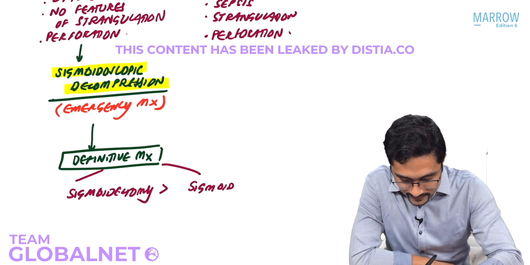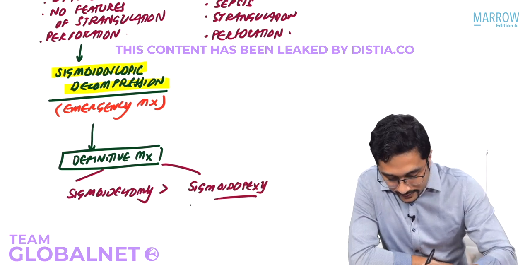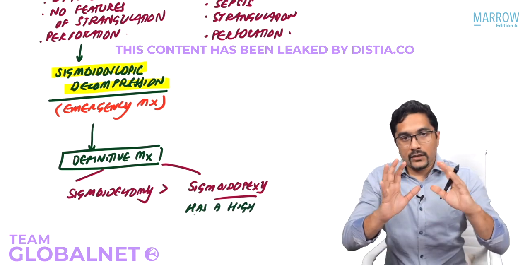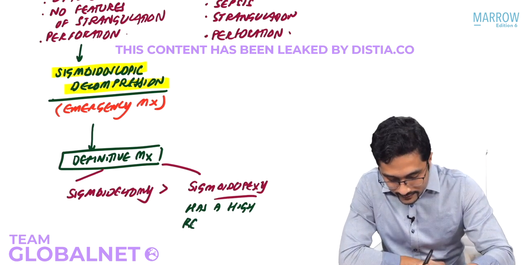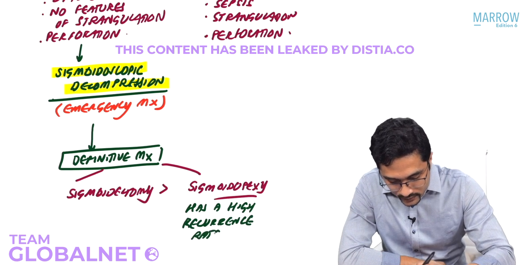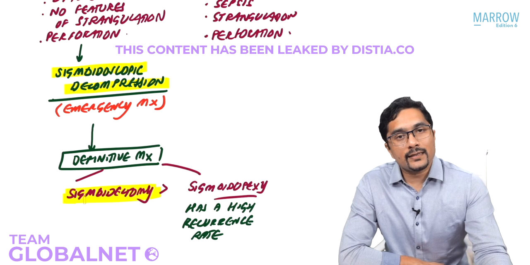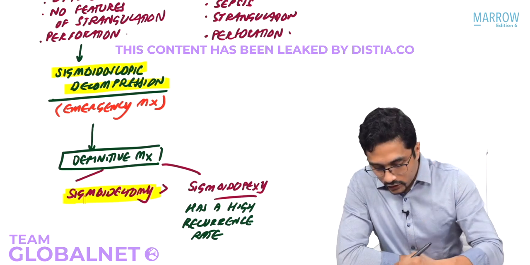That means just fixing the sigmoid, because sigmoidopexy has a high recurrence rate. Pexy means you derotate and you fix it, but it has a high recurrence rate, which is why sigmoidectomy is a better procedure to carry out definitive surgery in patients with sigmoid volvulus. Sigmoid volvulus is the most common volvulus in GIT.